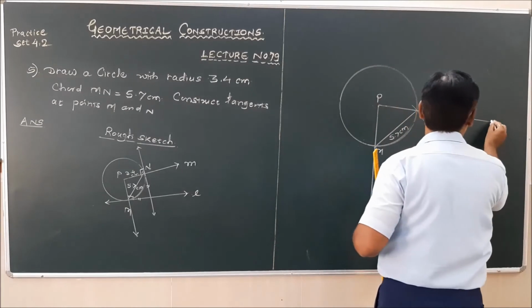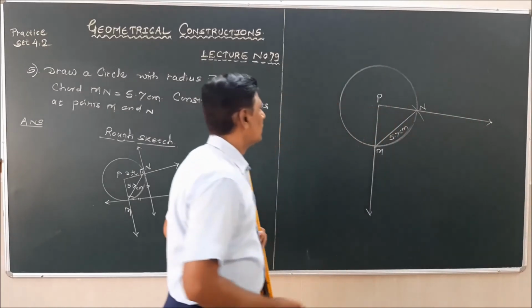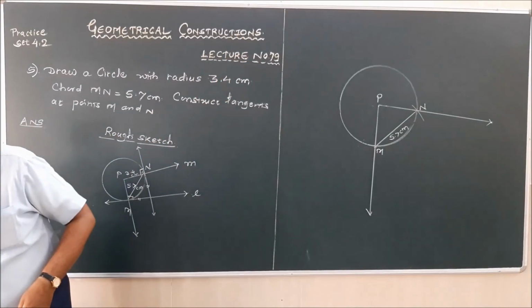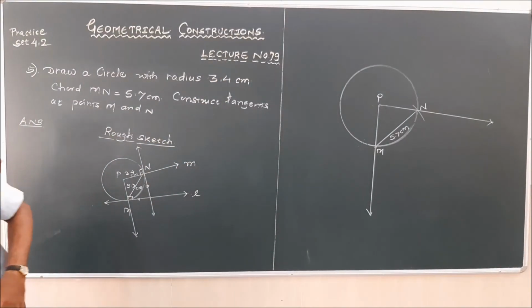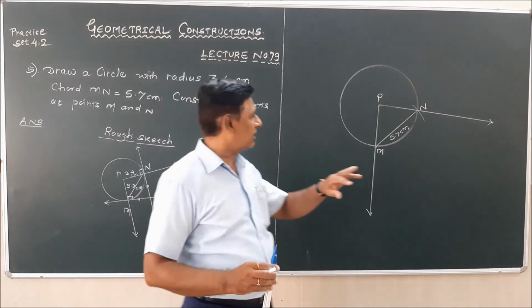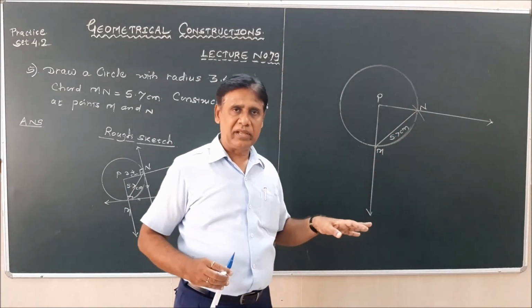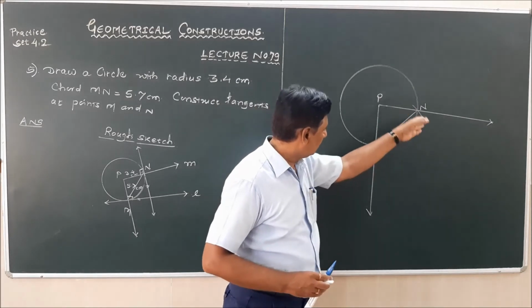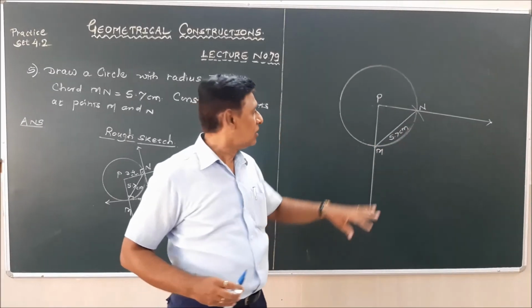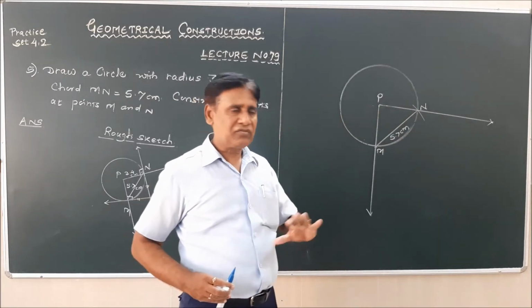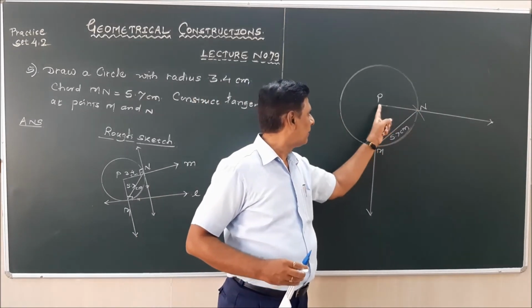This way I will draw a ring. First thing, I draw a circle. After drawing the circle, I take a distance of 5.7. I locate point M anywhere on the circumference. From there I have drawn an arc to get the distance MN as 5.7. At once I will get chord MN.